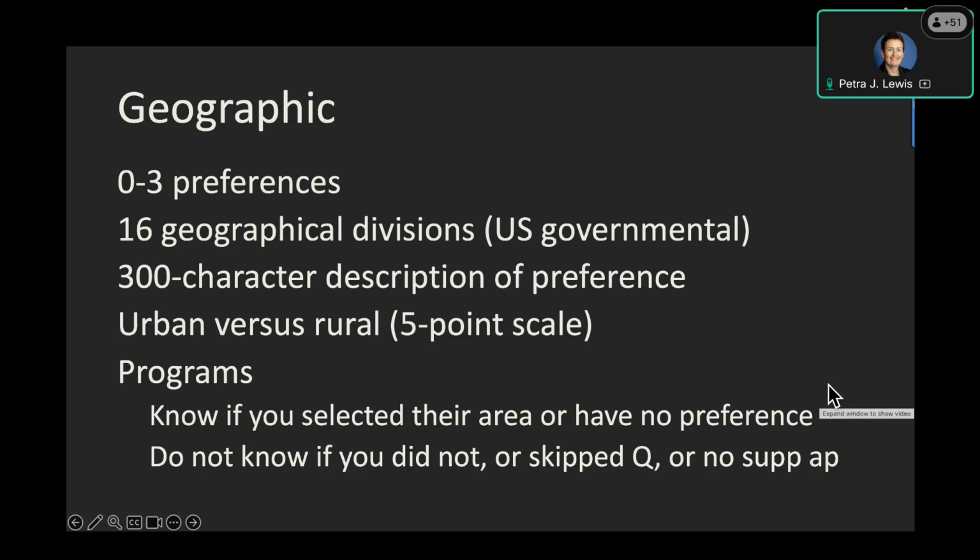Programs know if you've selected their area or if you have no preference, but we don't know if you've elected not to or just haven't put it in. So we know that you've selected the Northeast for us, or that you don't mind where you go, but we don't know if you just haven't put in anything. Have I got that right, Stephanie? Yeah. Or if you supplemented it. So it's a little weird, but that's the way it is.